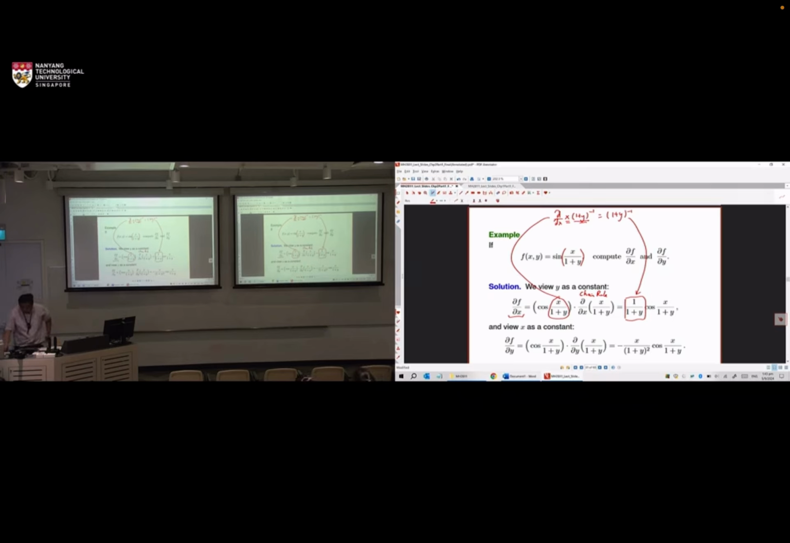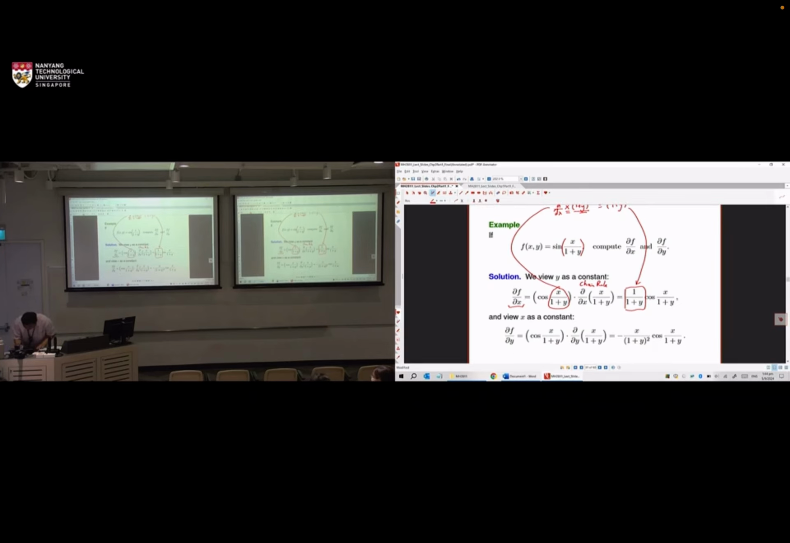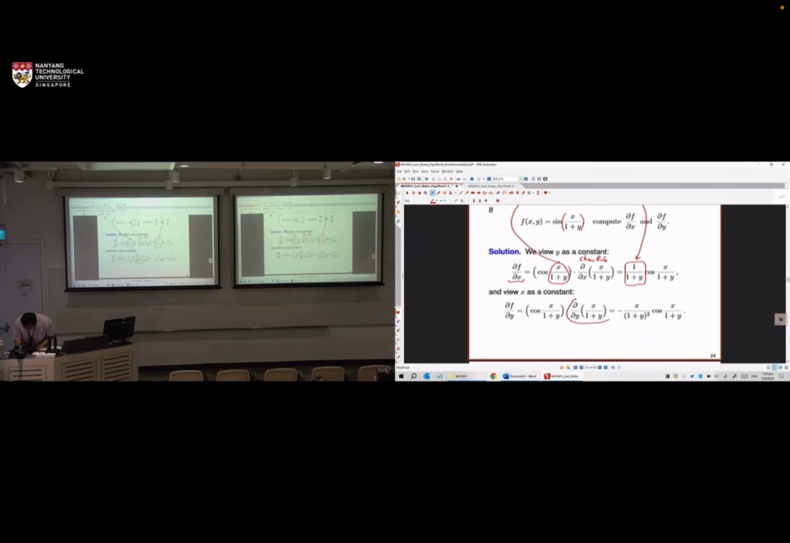Now, del f del y. You are differentiating with respect to y, x as a constant. So again, del f del y, you differentiate sine of x over 1 plus y, there's y inside, right? So you differentiate, you get cosine of x over 1 plus y. And then chain rule, you cover the trigo, you differentiate the inside, but now you are differentiating with respect to y, so del y of x over 1 plus y. So what is this? Again, I do for you. This part here is your chain rule.